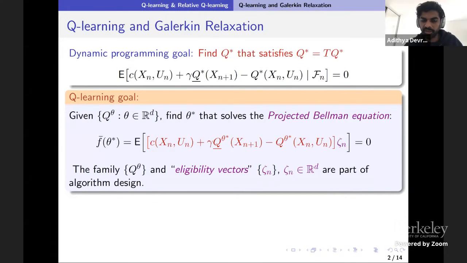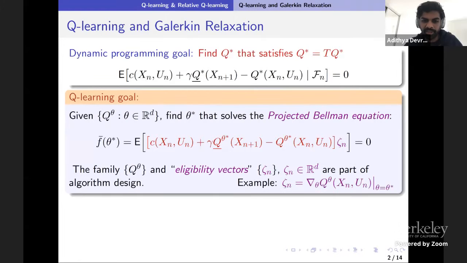One interpretation of the goal is to solve what is known as a projected Bellman equation, where you take this term inside the conditional expectation, remove the conditioning, and then multiply it by a d-dimensional sequence known as the eligibility vector, which I'm denoting here by zeta_n. Usually the parameterization and this choice of zeta_n is part of algorithm design. One very popular choice for this eligibility vector is the gradient of the Q function, which, as Sean already mentioned, is essentially what is done in DQN.